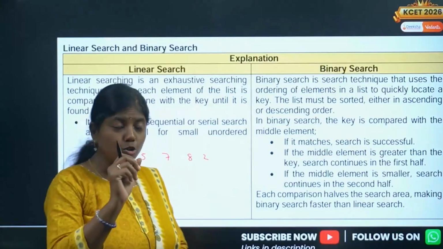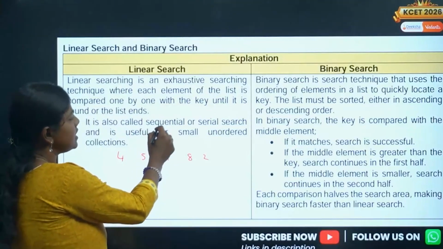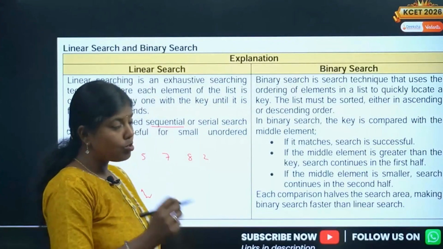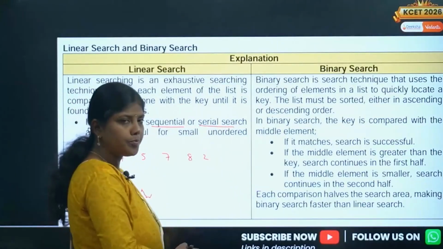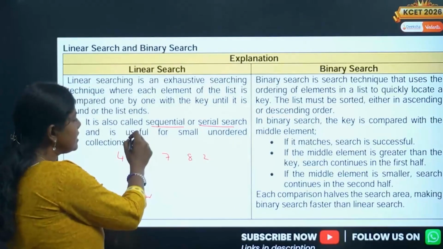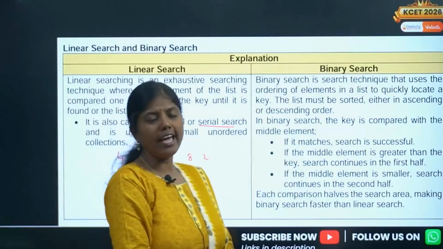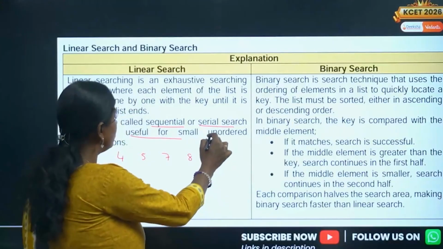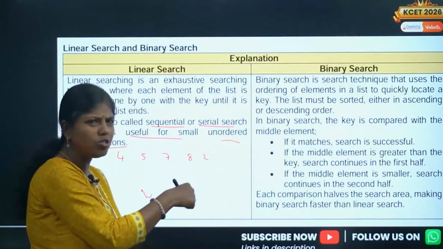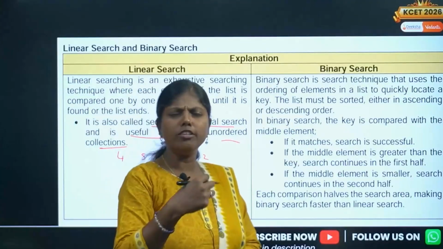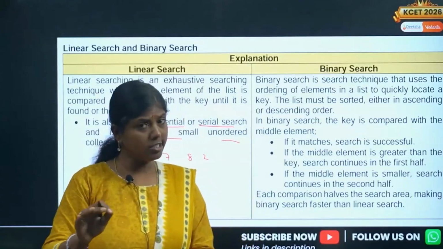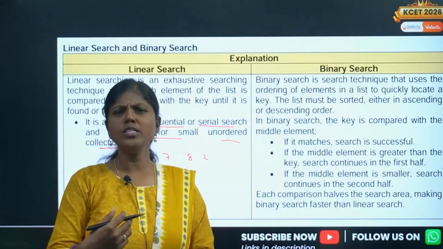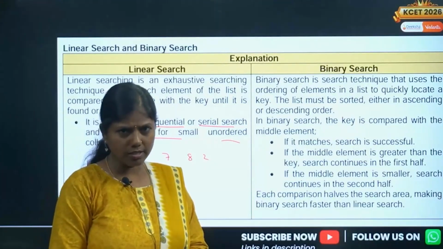And linear search is also called what? It is also called sequential search. Sequential means what? One after the other, right? It is also called serial search. Is the point clear? It is especially useful if we have a small data set, or if it's an unordered collection, where elements are not ordered. Ordered or unordered, whatever the case, linear search is the best case and the simplest searching technique. So we'll learn the algorithm based on this searching technique.